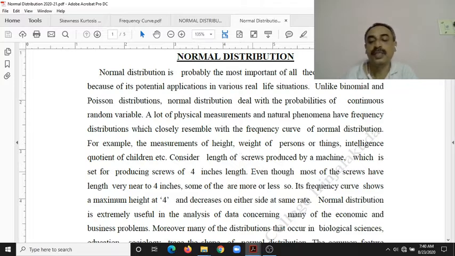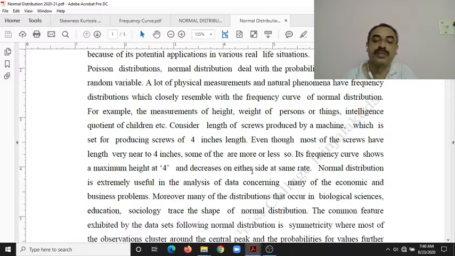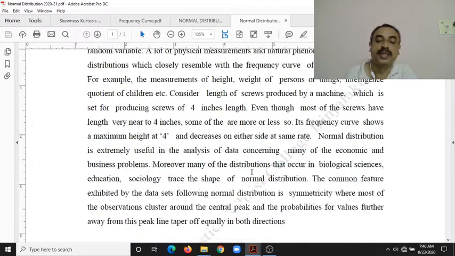So this feature of the normal distribution is applied for modeling a lot of data sets related to business, economics, medical sciences, engineering, agriculture, education, sociology, etc. The common feature of all these data sets is that most of the observations will cluster around the central values of the frequency curve, and from this place the frequencies will decrease at the same rate on either side of this maximum point. That shows the symmetric shape of the normal distribution.